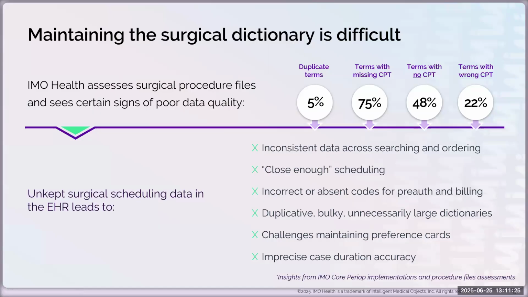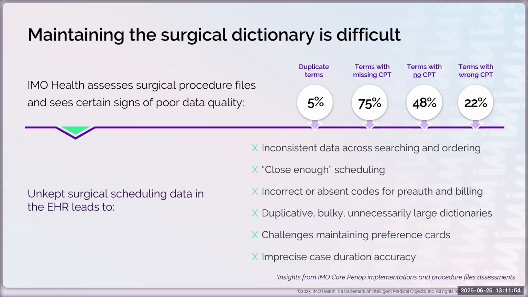Maintaining the surgical dictionary is difficult. IMO Health assesses surgical procedure files and sees certain signs of poor data quality. For some examples, 5% of surgical procedure files have duplicate terms. 75% have terms with missing CPT codes, 48% of terms with no CPT codes, and 22% of terms with wrong CPT codes assigned.